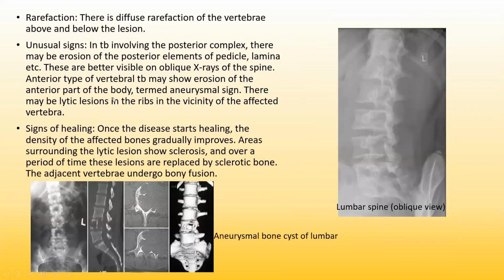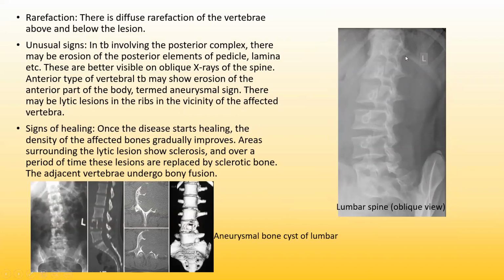Next one is rarefaction. There is a diffuse rarefaction of vertebra above and below the lesion. We have already seen that. Unusual signs in TB involving the posterior complex. There may be erosion of posterior elements of pedicle, lamina, etc. These are better visible on oblique X-rays of the spine. This is the oblique X-ray of lumbar spine.